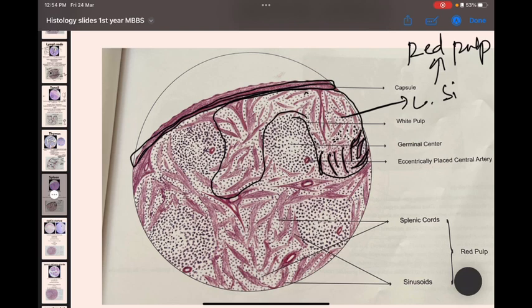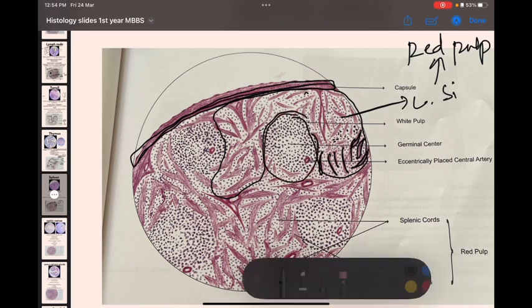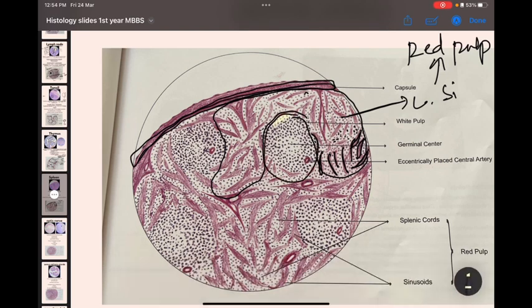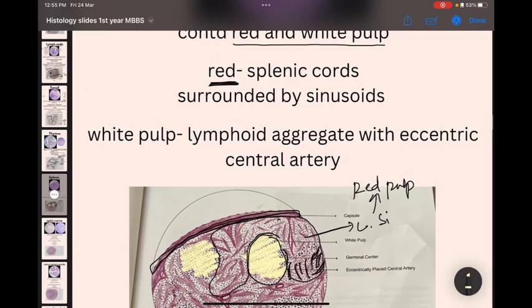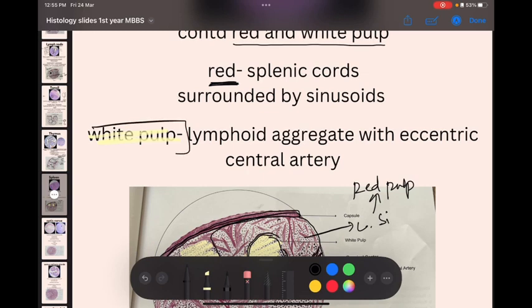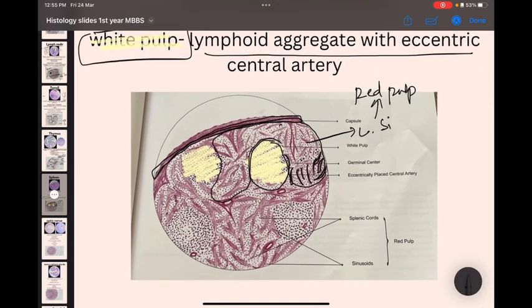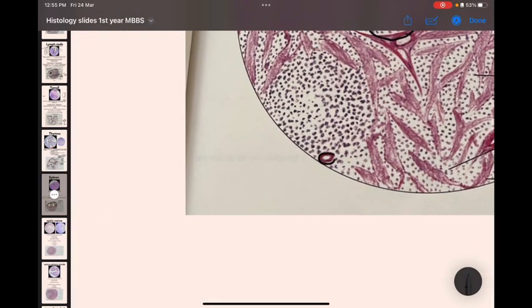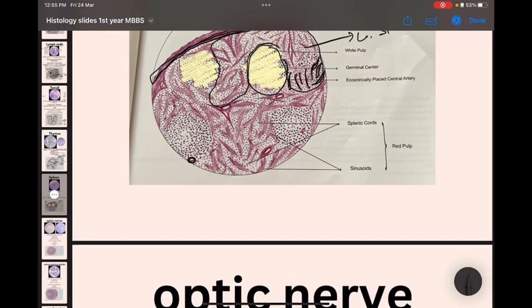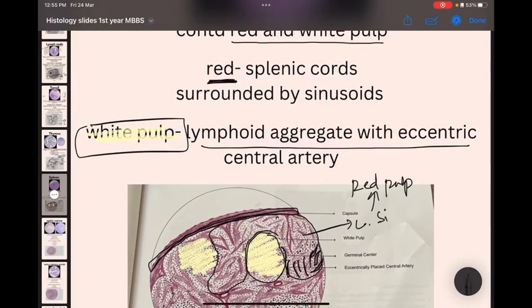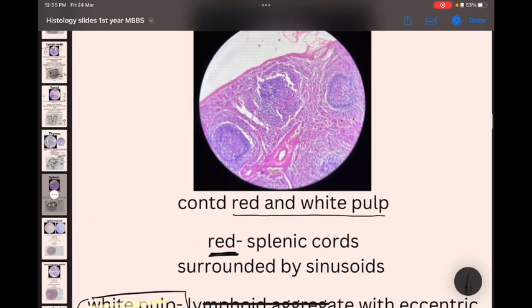Okay, and the rest of the region which contains lymphoid aggregate is called the white pulp. See, white pulp contains lymphoid aggregate with eccentric central artery. Here again we have an artery which is eccentric in position, eccentric central artery. Okay, we're done with spleen. Again, it contains red and white pulp.